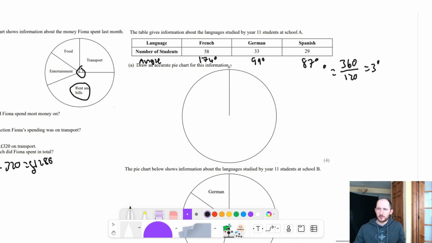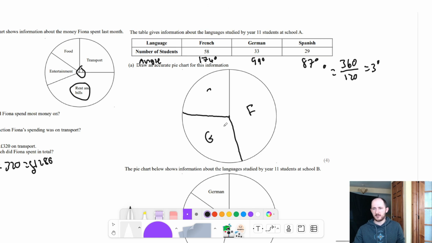So you would put your protractor along this starting line, where it will be 0, and you measure out 174, which would be something along the lines of this. Again, this is not accurate for French. Then you put your protractor along the line you just drew, and you measure out another 99 degrees, which again is going to be something vaguely like this.